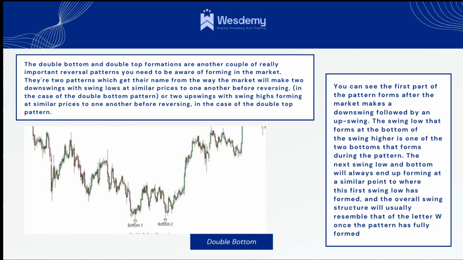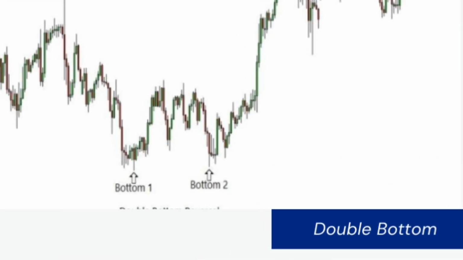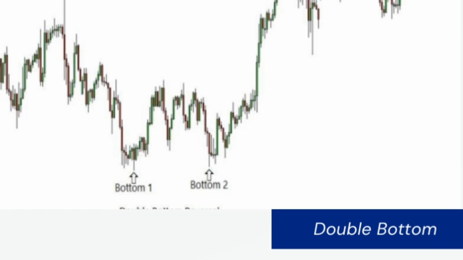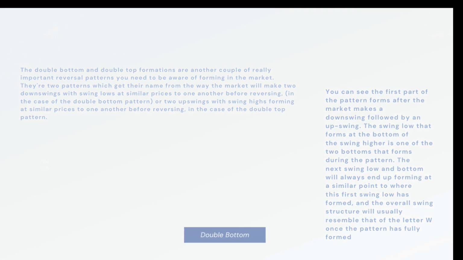Basically, what it's trying to say is that these swing lows should not be too far from each other. One should not be way down and the other one way up. They should almost be equal, if not equal. In most cases, this pattern gets to resemble the letter W. You can see this is the first leg, second leg, so it resembles the letter W. So let us go on and look at the double top.